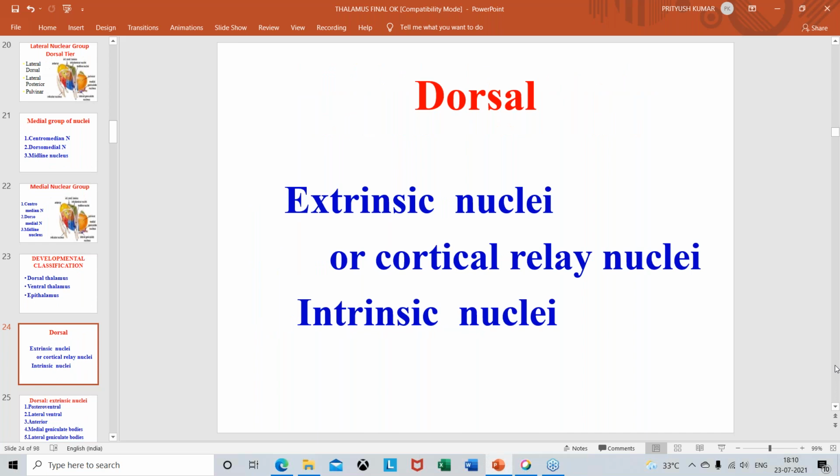Dorsal ones have connections with extrathalamic sources, so we have the extrinsic nuclei. We also have the intrinsic nuclei. So they make connections with the extrathalamic nuclei or the cortical relay nuclei. And the intrinsic ones make connections with the other intrathalamic nuclei.